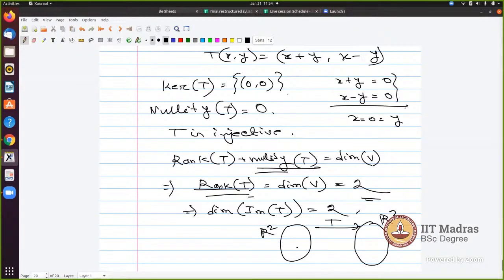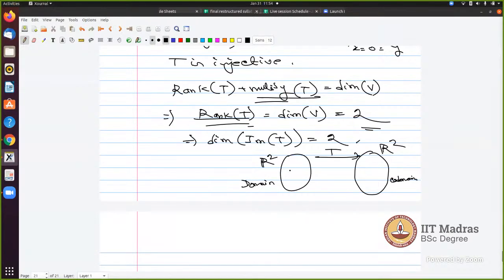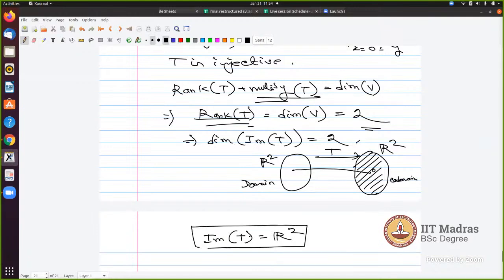This is T. This is your domain. This is your codomain. So 0 is going to 0. The image is inside the codomain, and the dimension of the image and the dimension of the codomain are the same. So the image and codomain are basically the same here. The image of T is basically R2 because both of them have the same dimension.